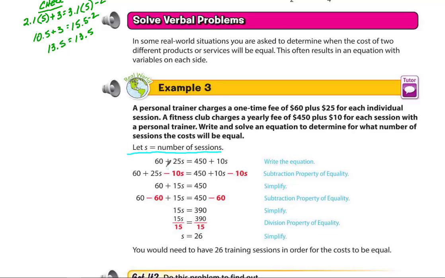So as we work our way through, we take away the 10S from each side. That's going to cause this to cancel out. And 25S take away 10S is 15S. Then we take away the 60 from each side. We're left with 15S is equal to 390, and if we do the division, we get 26, and you would need to go to 26 sessions.